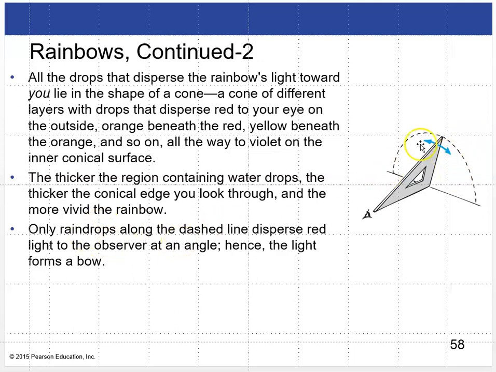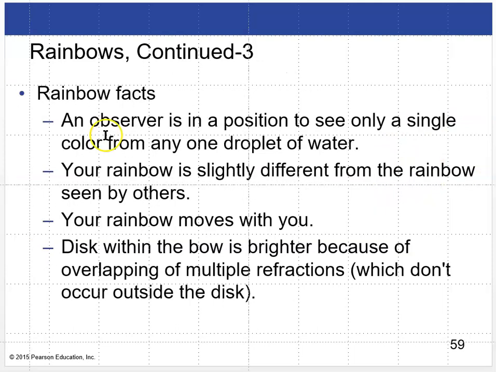Only raindrops along the dashed line, in this case, disperse red light to the observer at a certain angle. Hence, this light forms a bow. Now, observers are in a position to see only a single color from any one droplet of water. Your rainbow is different from the rainbow seen by the others. Everybody has a unique rainbow.